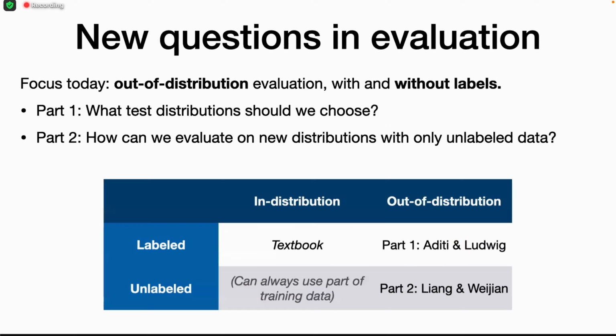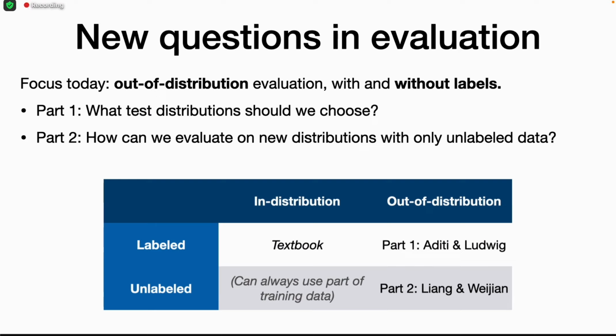Okay, and these are going to be the two main questions for this tutorial today. It's at a high level divided into two parts. The first part is going to be, what test distribution should we evaluate our models on? And then, as I mentioned, the second part, what can we do if we don't even have labels for the data coming from the new test distributions?